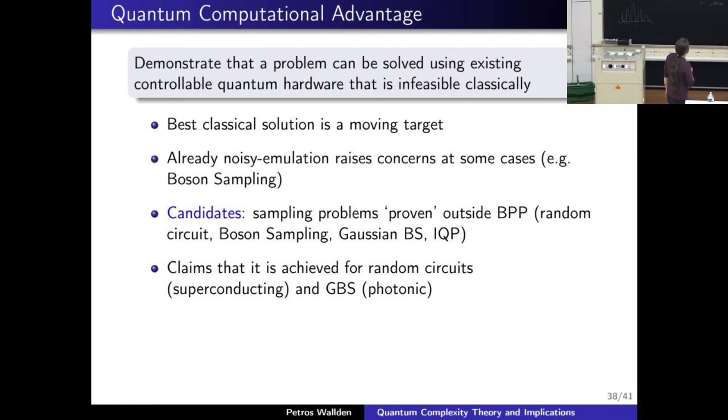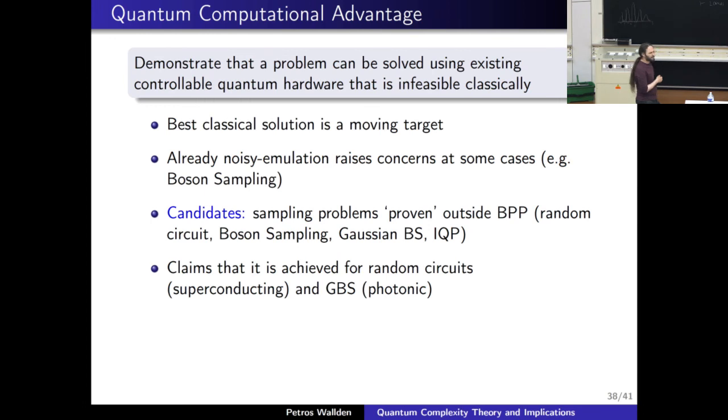So again, the target moves a lot, so to speak. And of course, one question is whether taking these ideas from boson sampling can also be done in Gaussian boson sampling, which would put into question some of the supremacy, quantum advantage claims. Now, the candidates are all sampling problems that are proven to be outside BPP. So random circuits, sampling from random circuits, which is what Google did. Boson sampling, Gaussian boson sampling, which is what people did in the other advantage experiment in China.